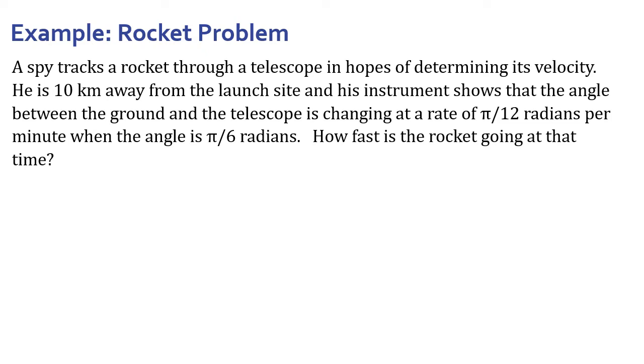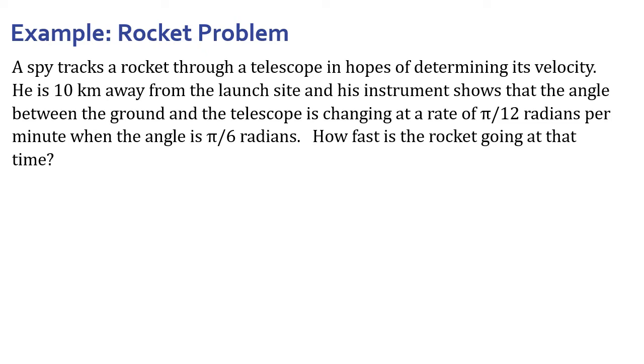Okay, so at this point you're probably like, what is this question even asking? When we're doing word problems, I really recommend you read it through multiple times, and I like to try to underline main things. So a spy tracks a rocket through a telescope in hopes of determining its velocity.